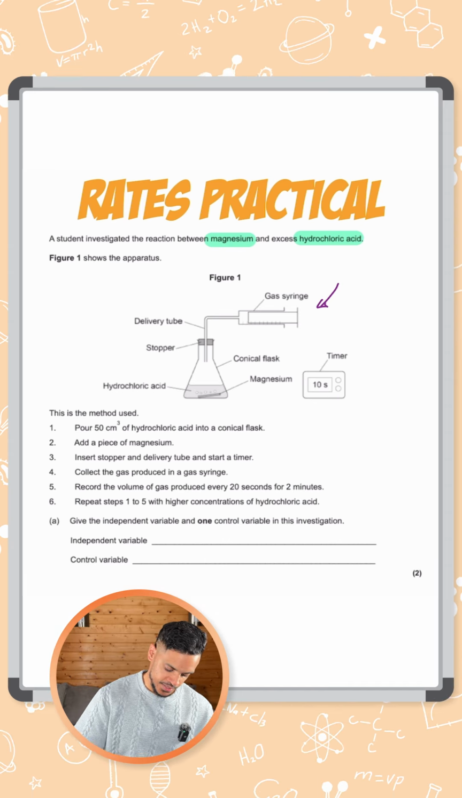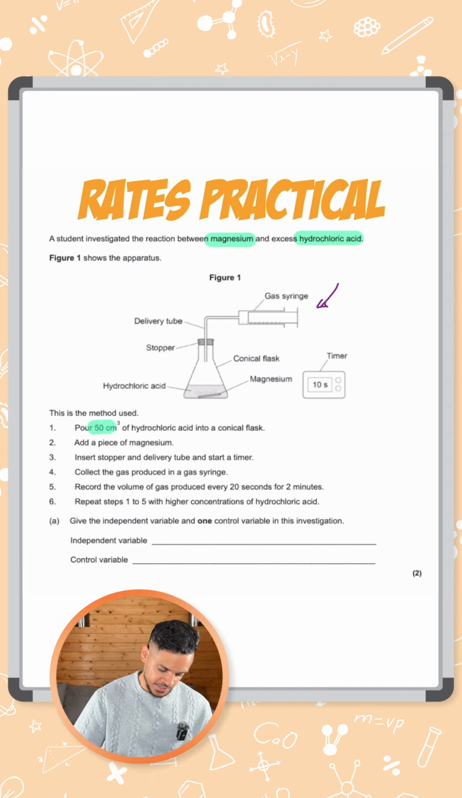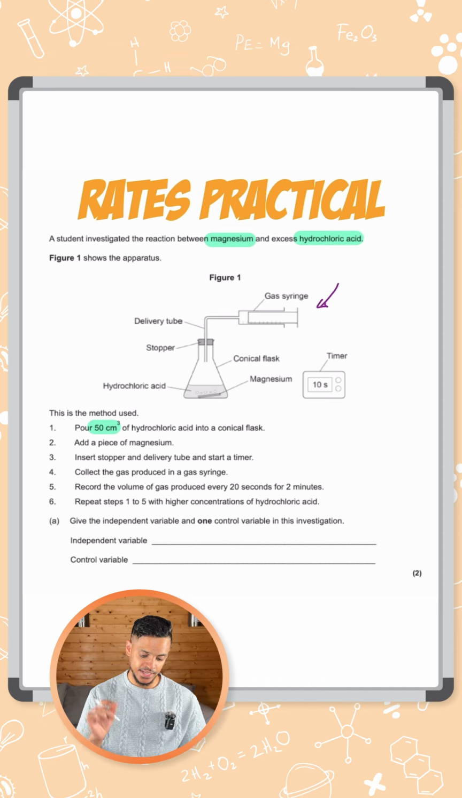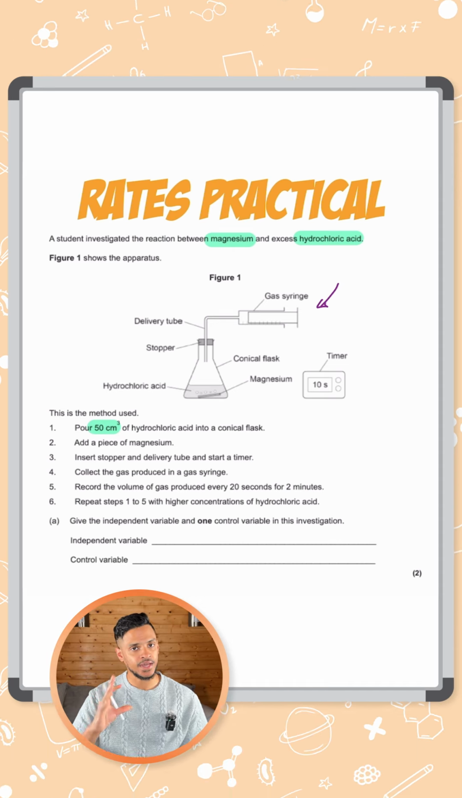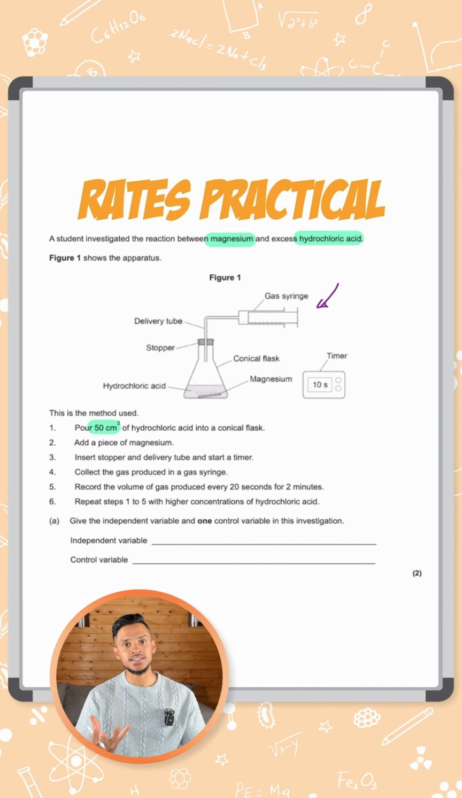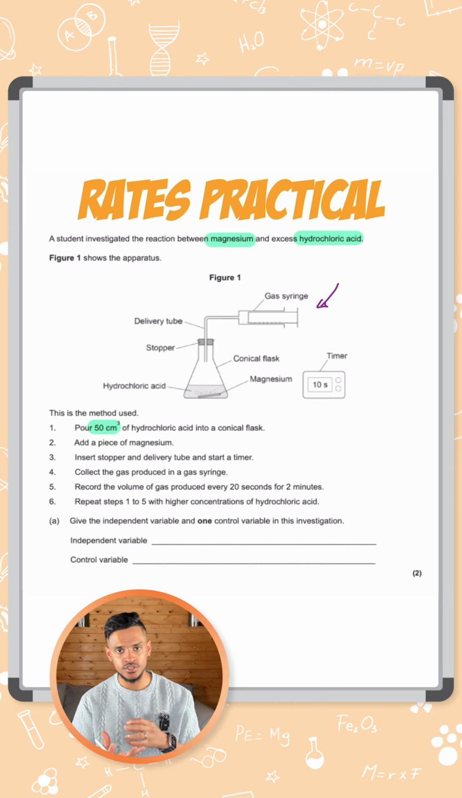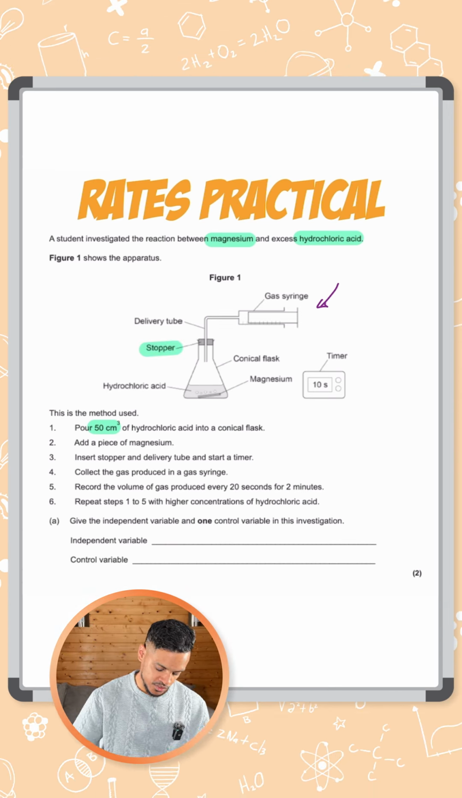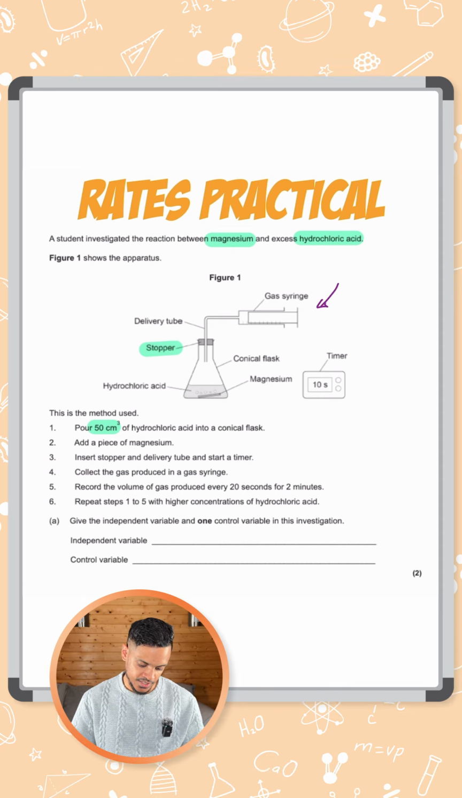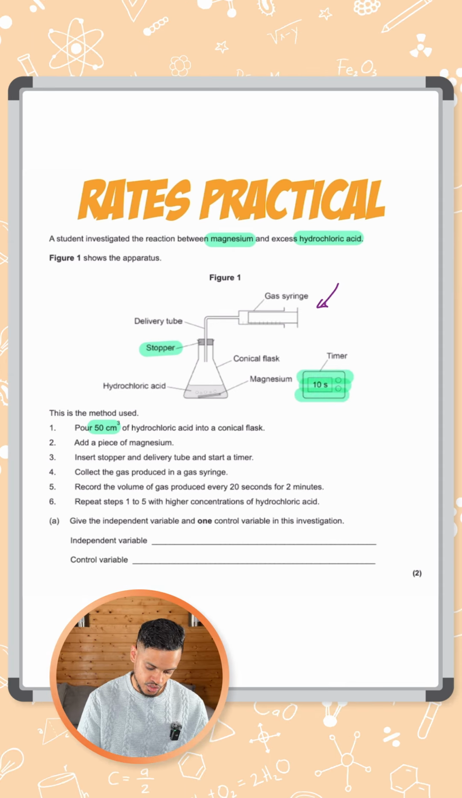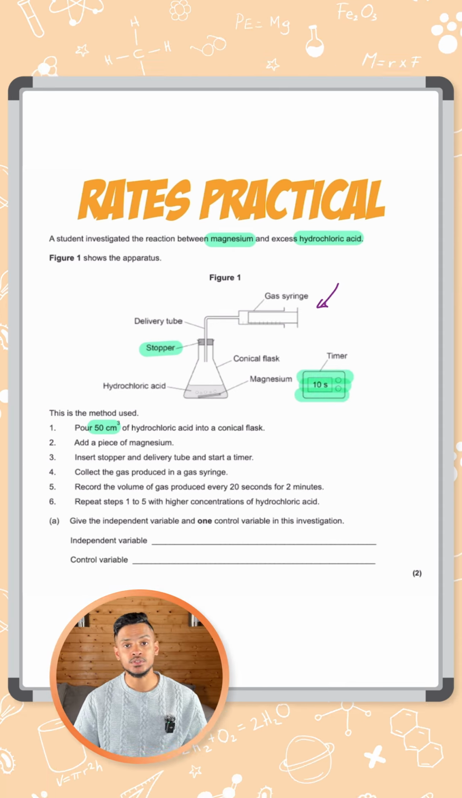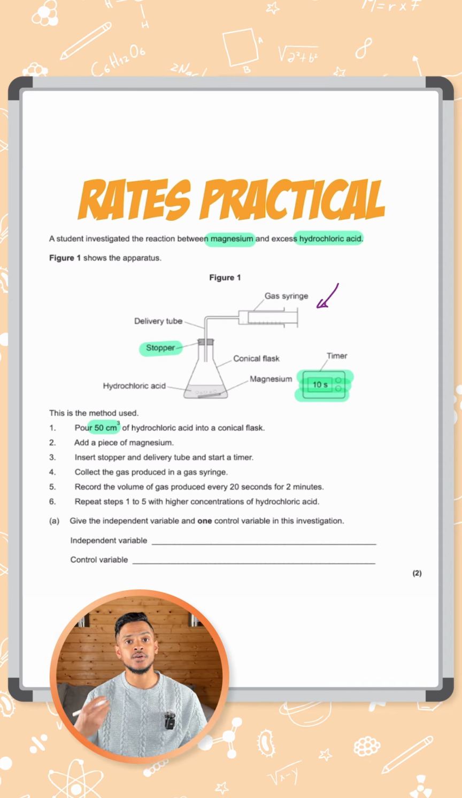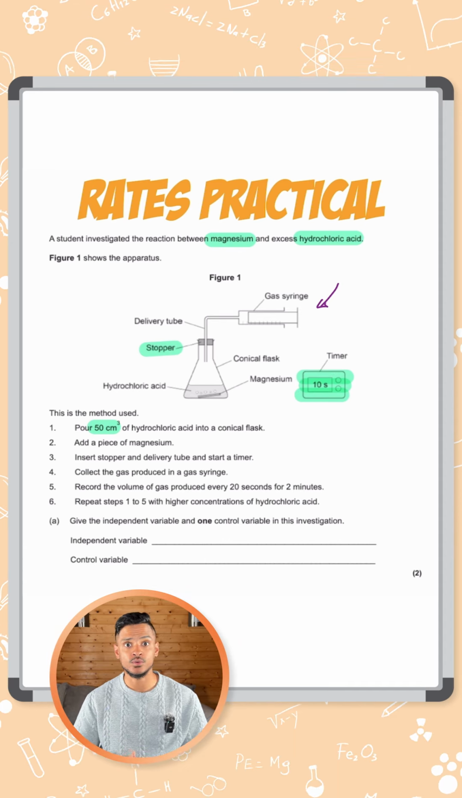So the setup here says, first pour 50 centimeters cubed of hydrochloric acid into the conical flask. So we start off with the acid in the flask. Then we're adding the piece of magnesium into the conical flask, into acid. Then you put a stopper on the top, so that's the stopper here. And then you attach the delivery tube and start your timer. The timer is very important because that's going to tell you how fast all of this is happening. That's what rate is all about, right?